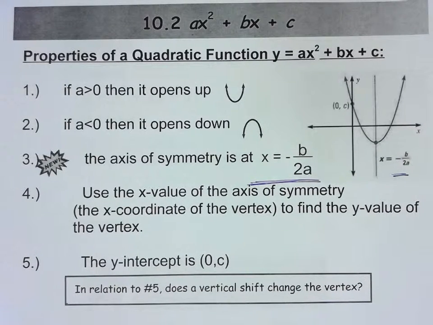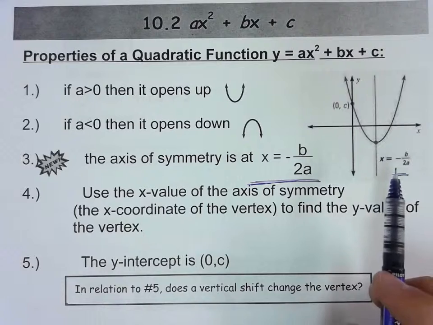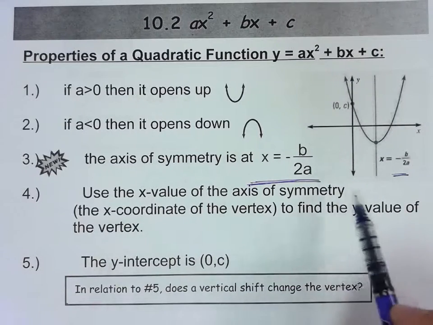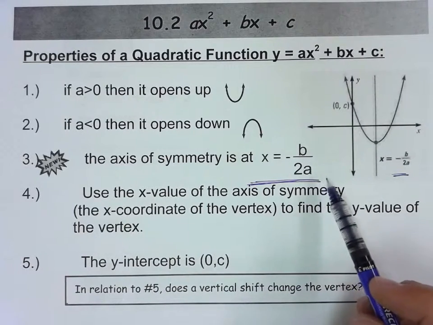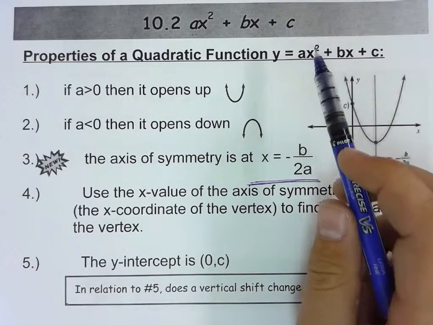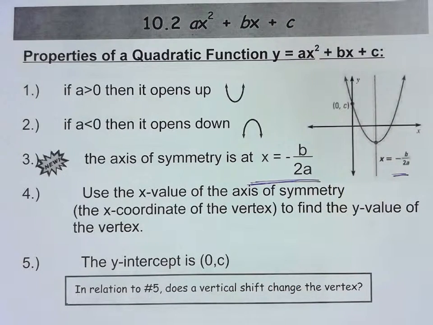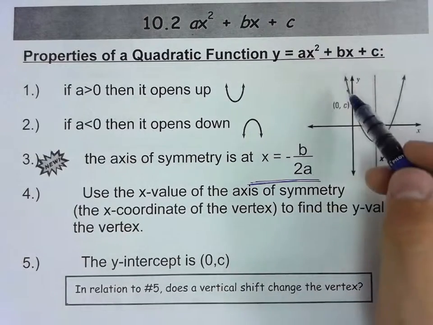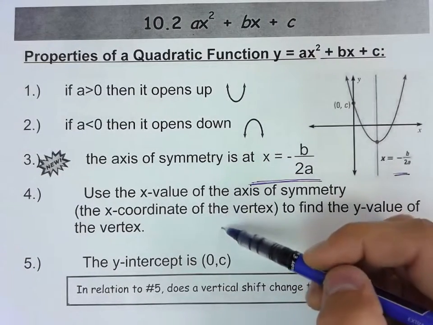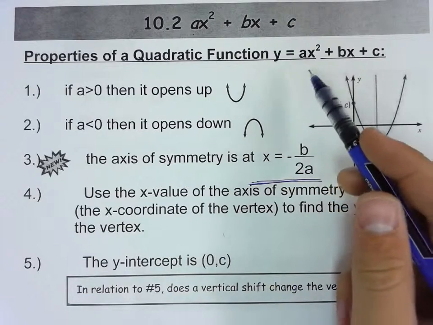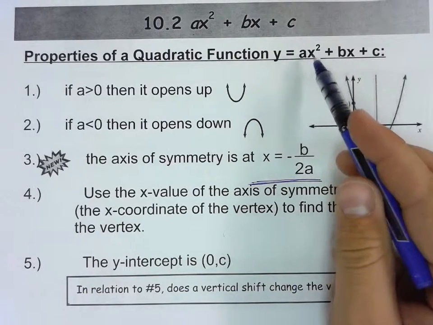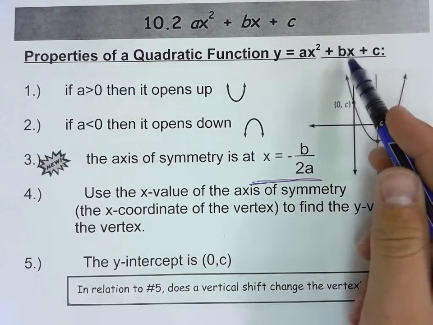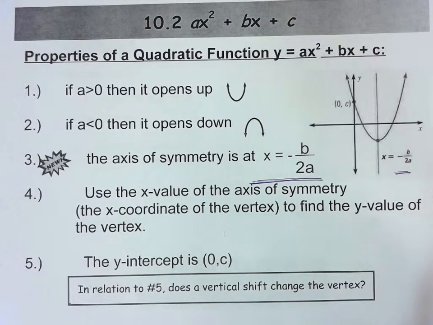Okay. Number 4 says use the x value of the axis of symmetry, so the x-coordinate of the vertex also, to find the y value of the vertex. So once we find that x value, we still just plug it right back in for x up here using the store function on our calculator. So the y-intercept is still going to be 0 and then whatever this number is. Because when I plug in 0 for x, that's still 0, that's still 0, that's all that's left.